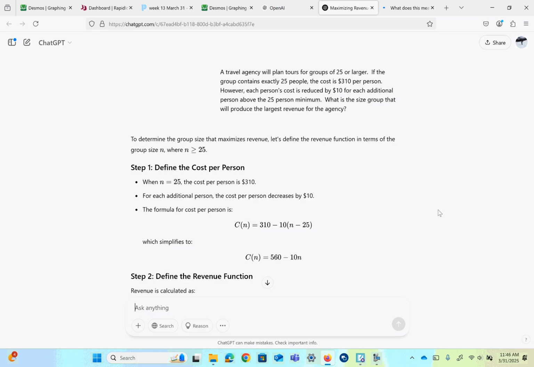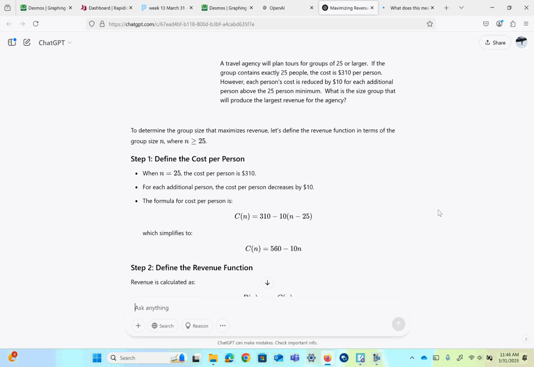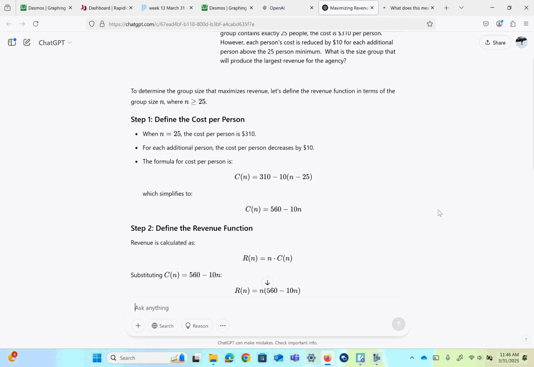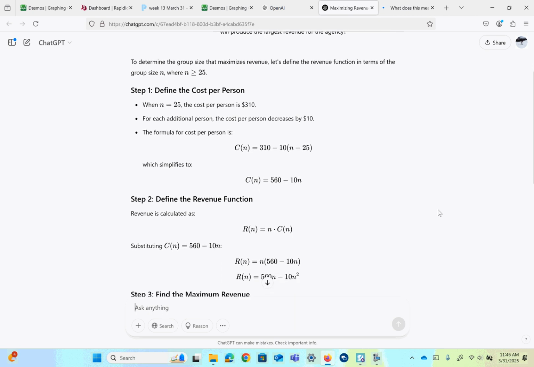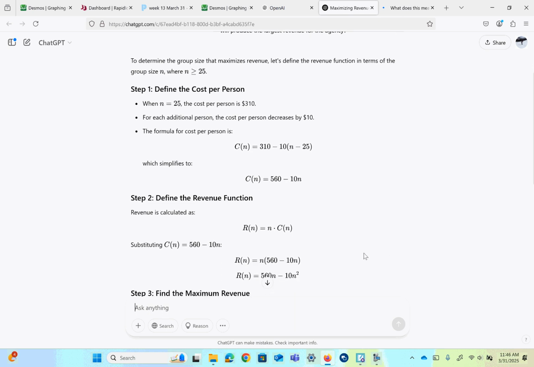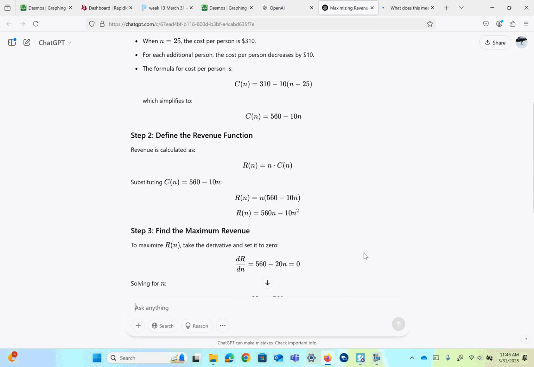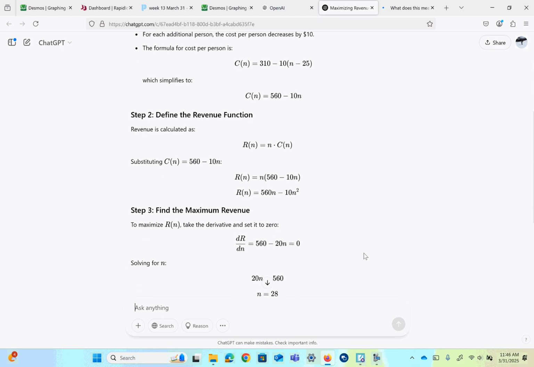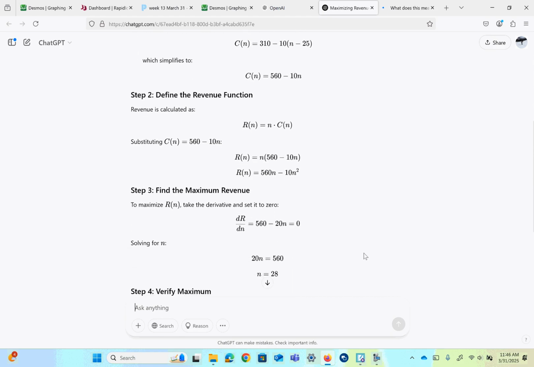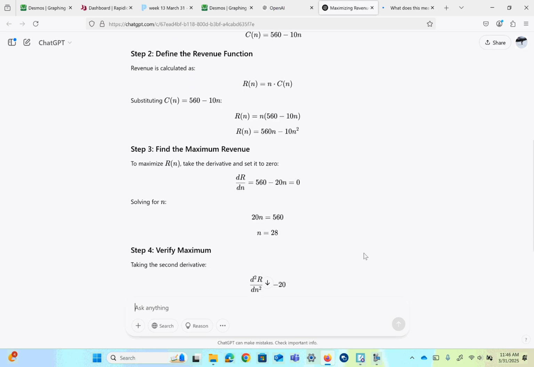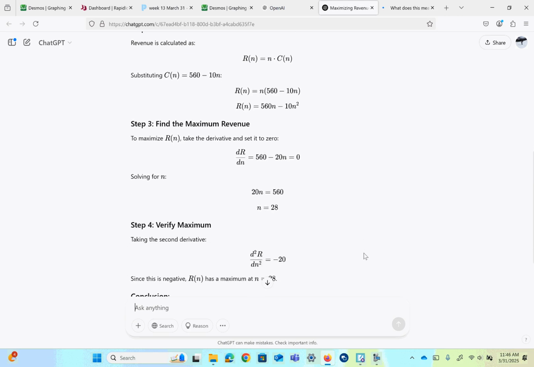So I'm curious if this is close to what we had. Now we can change n to x real easily and plug it in. So they're saying that r at n is n times c at n. So that means that doing this, and they did the derivative. I'm so proud of them. So they're saying that, and I'm going to have to do the second derivative.